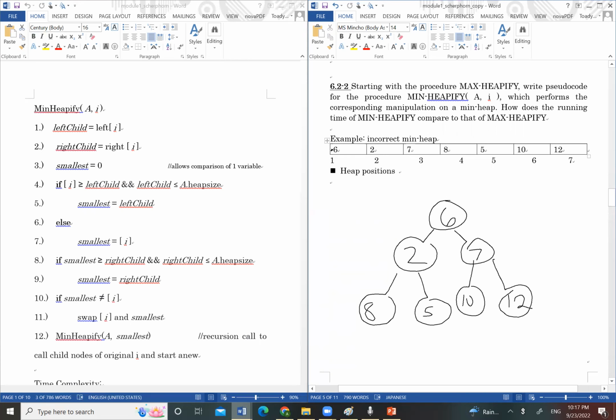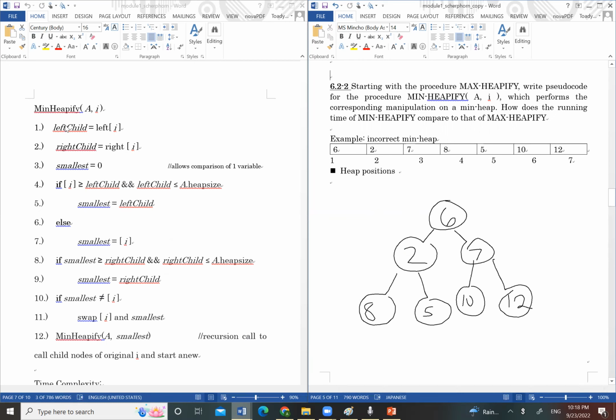But here's my array: 6, 2, 7, 8, 5, 10, and 12, and the corresponding array. I put these 1, 2, 3, through 7 as the heap positions. And we're going to see through my pseudocode how we're going to correct this, how we're going to rectify this.